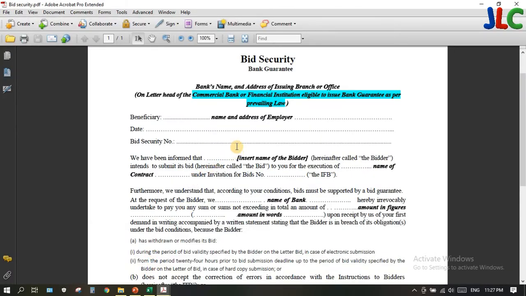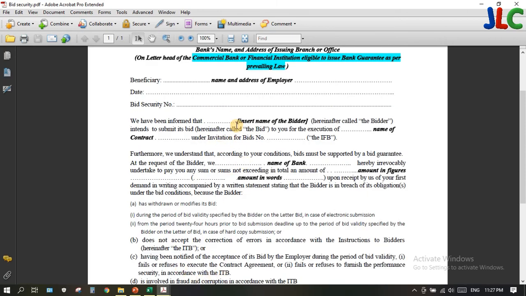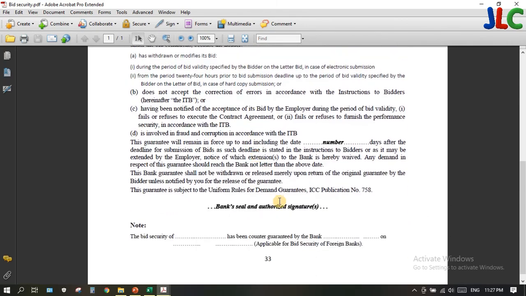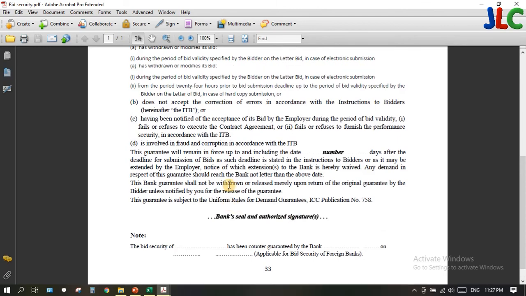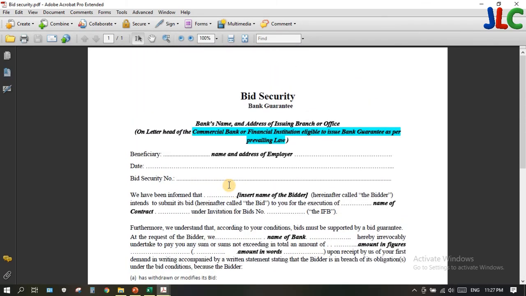You can see the format here of the bid security, bank guarantee. Here on the bank letterhead, the bank will fill in all this: how much the bid amount is, what the date is, for how many days it will be valid, and it will put its seal. This document shall be submitted along with the standard bidding document.